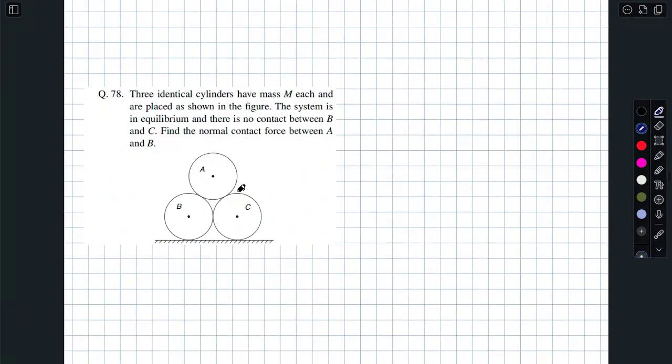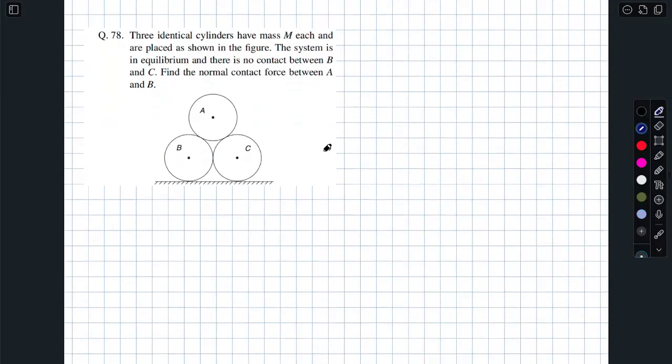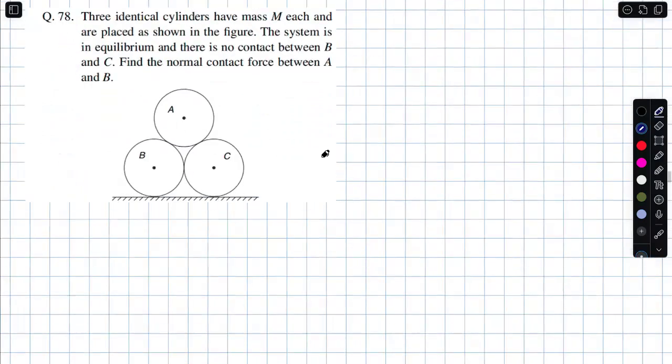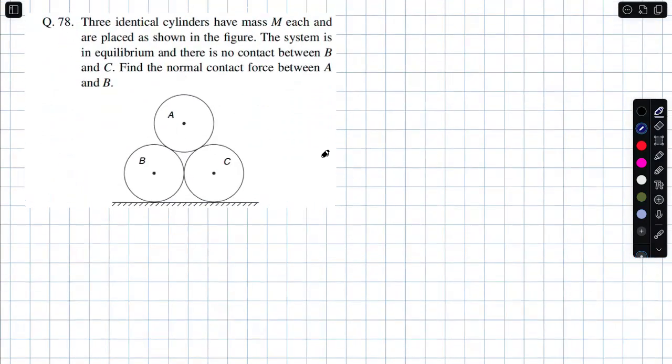78. I don't think much of work is required in 72. 3 cylinders have mass capital M each and are placed as shown in the figure. The system is in equilibrium and there is no contact between B and C. Okay. Find the normal contact force between A and B. There must be friction here. If there is no friction, you cannot run the show.